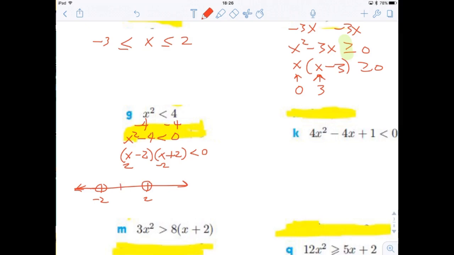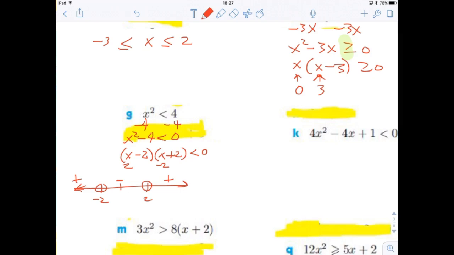Like, for example, 0. We'll put 0 in there. We'll get 0 minus 2 times 0 plus 2. Negative times a positive is negative. Then we'll put in a big positive number. So a big positive number will give you a big positive number times a big positive number, which will be a positive number. And then I'll put in a big negative number. A big negative number times a big negative number is a positive number.